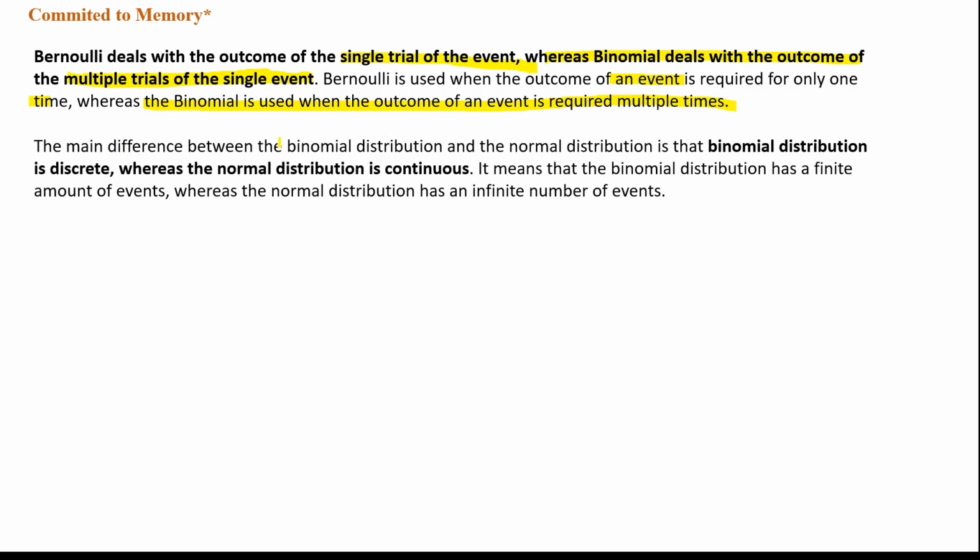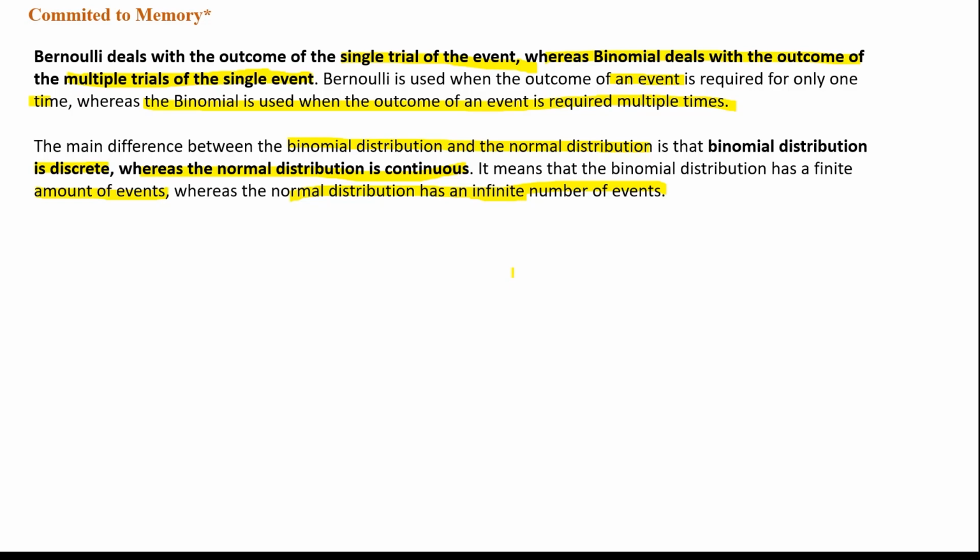Now the main difference between the binomial and the normal distribution is that the binomial distribution is discrete, like I have said, whereas the normal distribution is continuous, because there are random values. It means that the binomial distribution has a finite number of events, whereas the normal distribution has an infinite number of events.